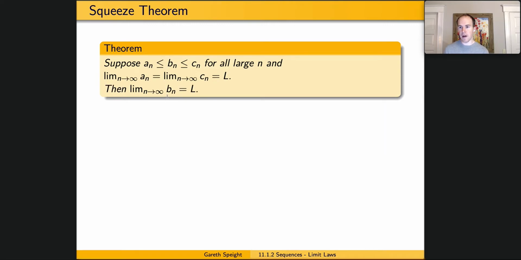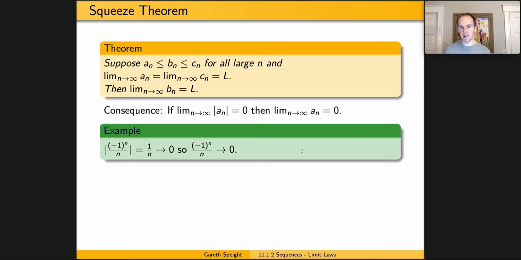So if the top and the bottom are both going to the same limit, then the thing in the middle has to go to that common limit too. It can't escape. It's kind of trapped by the two sequences. One consequence of this is that if the limit of the absolute value is 0, then the limit of the sequence itself is 0. The sequence itself is always trapped between the absolute value and the negative of the absolute value. So if both of those are going to 0, then the sequence is trapped and goes to 0 itself.